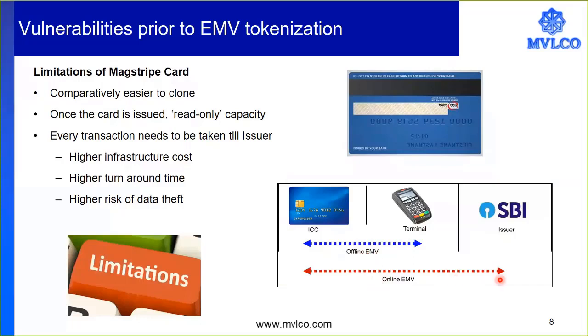And let me clarify one more thing. When I'm using the words offline or online, I'm not referring to the connection or internet availability. I may have internet availability, but still in certain cases, to reduce risk or to improve turnaround time, I may go for something called offline EMV. So I have connectivity till the end of the issuer, but still I finish the transaction between the chip and the terminal itself. That I would call offline EMV.